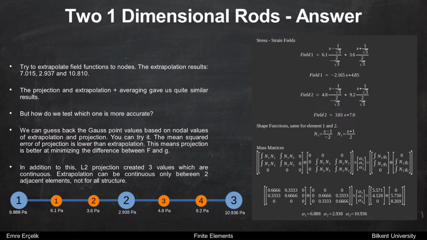We can guess back the Gauss point values based on nodal values of extrapolation and projection. You can try it. The mean squared error of the projection is lower than extrapolation. This means projection is better at minimizing the difference between F and G. In addition to this, L2 projection created 3 values which are continuous. Extrapolation can be continuous only between 2 adjacent elements, not for all structure.